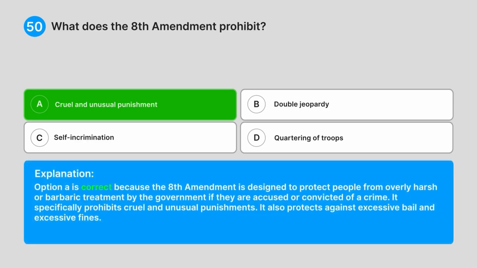Explanation. Option A is correct because the Eighth Amendment is designed to protect people from overly harsh or barbaric treatment by the government if they are accused or convicted of a crime. It specifically prohibits cruel and unusual punishments. It also protects against excessive bail and excessive fines.